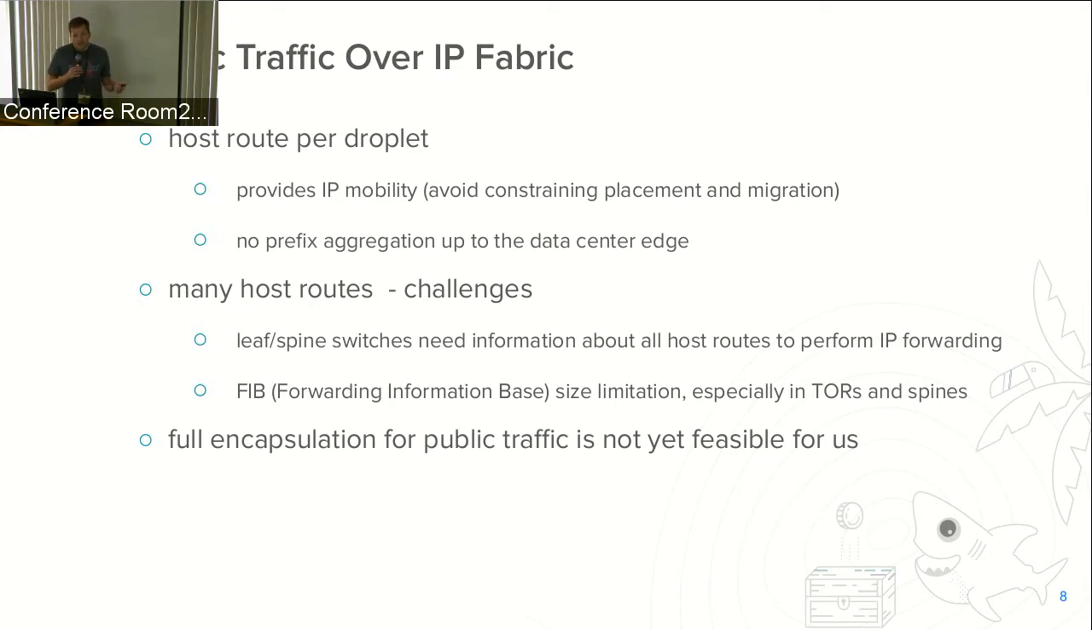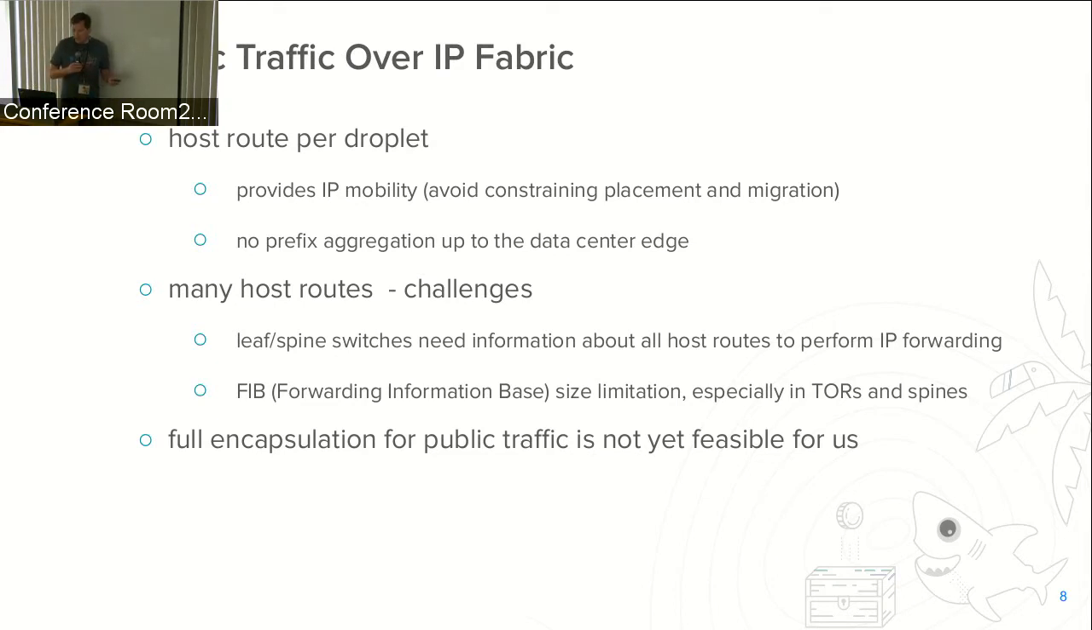So what this means is we have no possibility of prefix aggregation up to the data center edge. We have many, many host routes, hundreds of thousands of host routes in a data center. So how do you route this through an IP fabric? Well, one way you could do it is get bigger, more expensive devices, things that can hold all of those routes inside of its routing table in the FIB. But that's not what we wanted to do. We wanted to actually get better scalability with cheaper hardware.